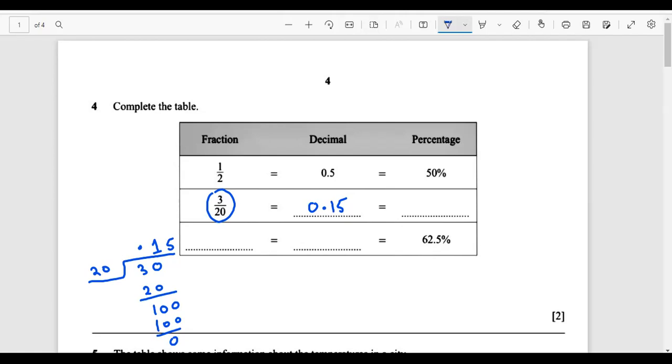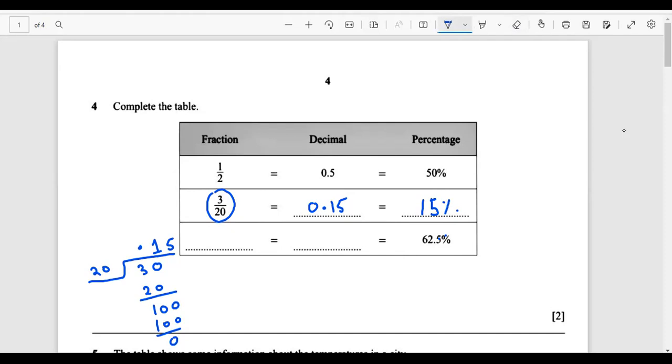Very good, Umaisa. I need to convert this decimal number to percentage. So 0.15 would become 0.15 multiplied by 100%. So it would be 15%. Okay, that's good. Acha, we did not discuss the last part.